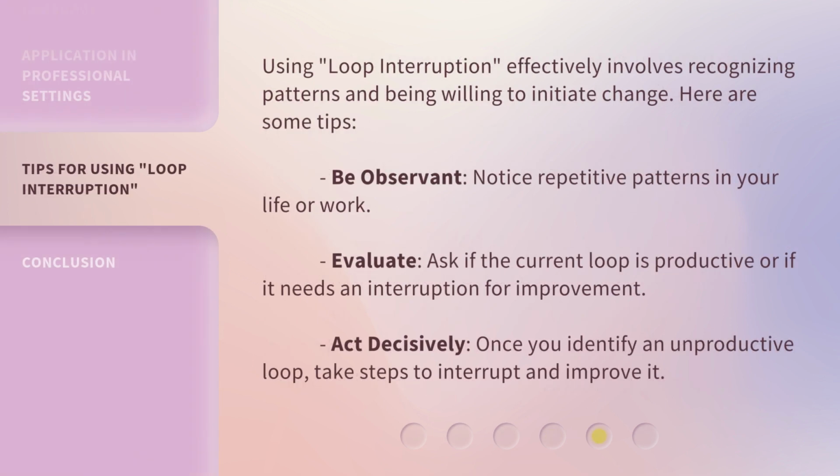Using loop interruption effectively involves recognizing patterns and being willing to initiate change. Here are some tips. Be observant. Notice repetitive patterns in your life or work. Evaluate. Ask if the current loop is productive or if it needs an interruption for improvement. Act decisively. Once you identify an unproductive loop, take steps to interrupt and improve it.